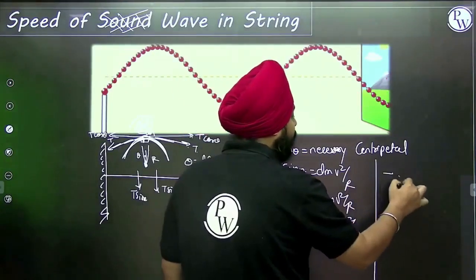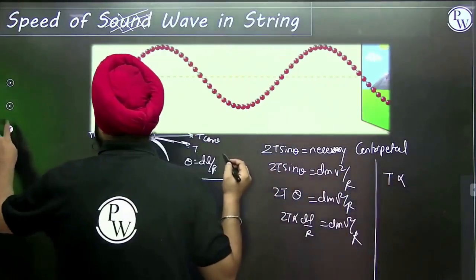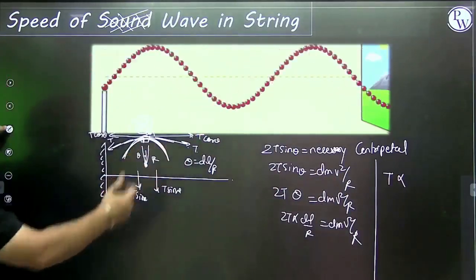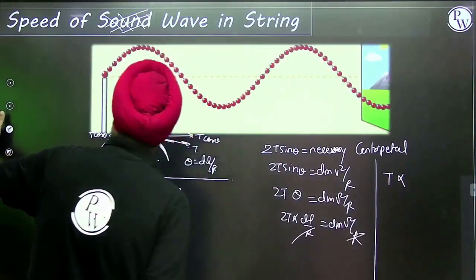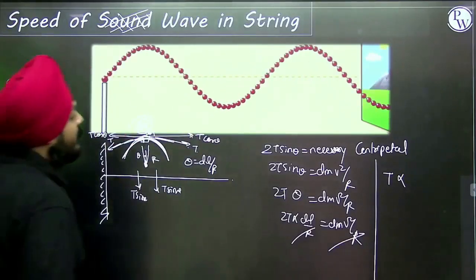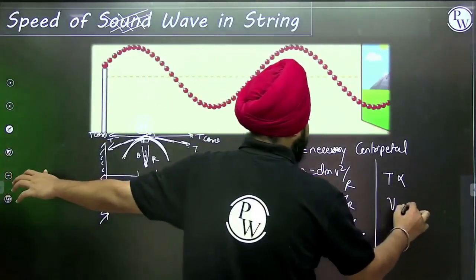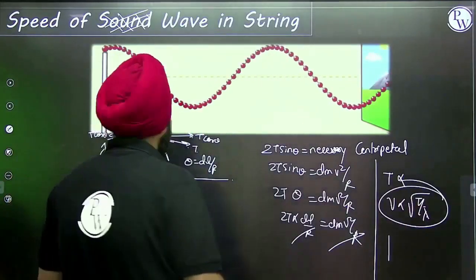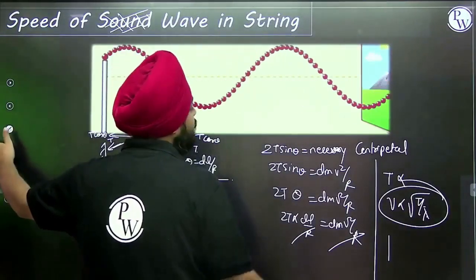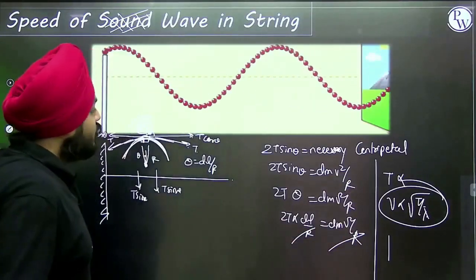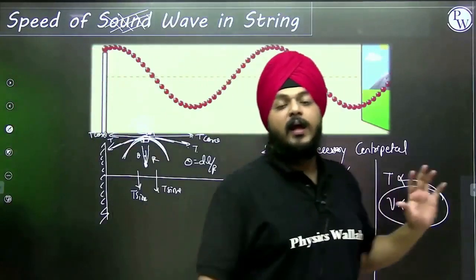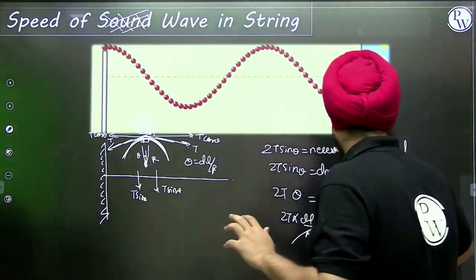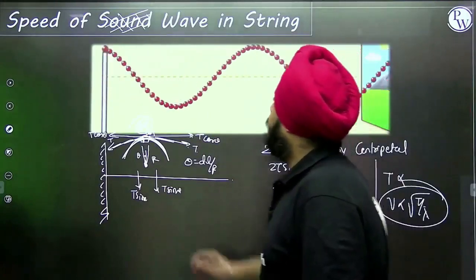From here we are getting the formula for the speed of a wave in the stretched string. Evaluating, we get the speed of the wave on the stretched string as v equals under root of T by lambda, where lambda is the mass per unit length of the substance. So this is how it is derived, how the wave propagates through the stretched string, and how the values are calculated. I'm sorry for this error.